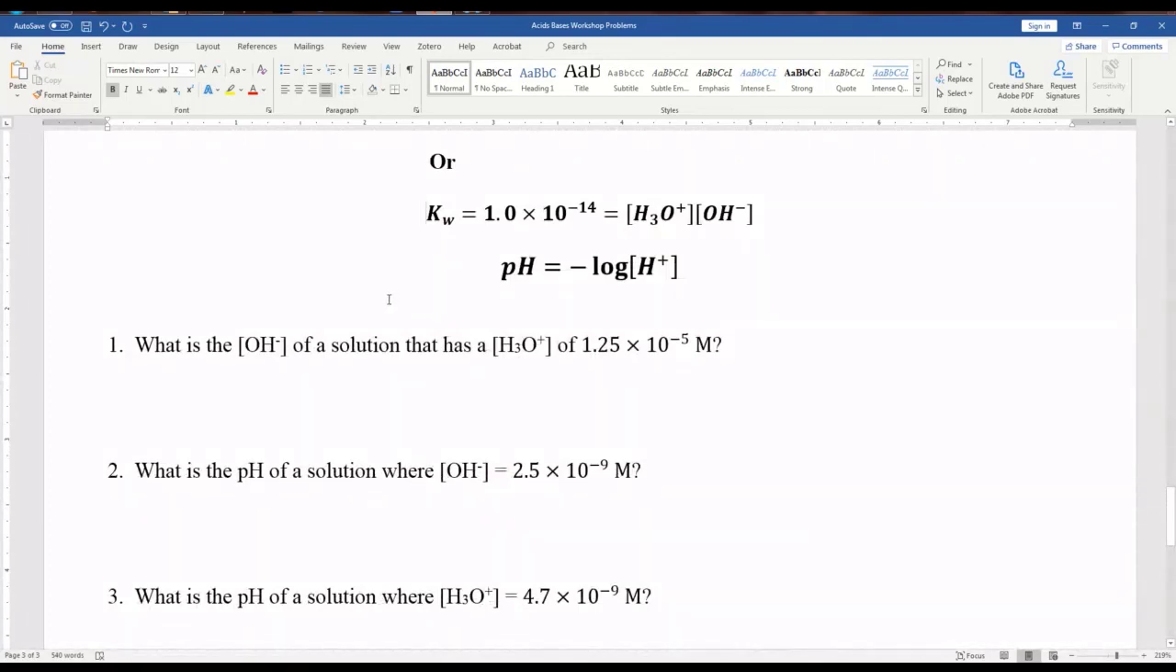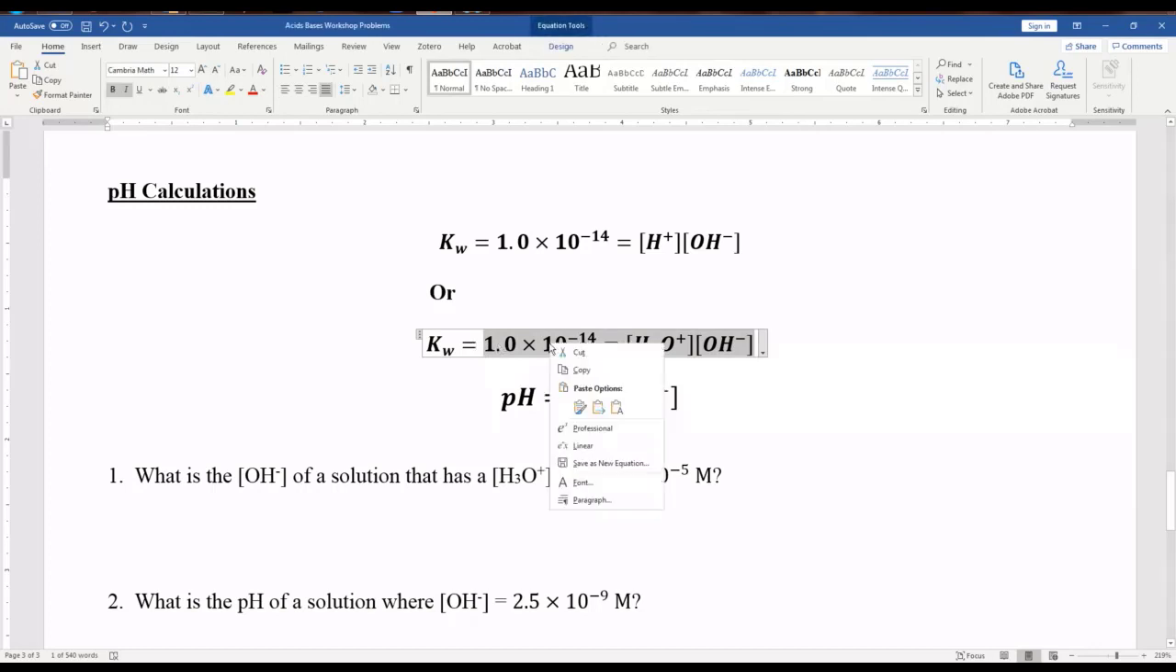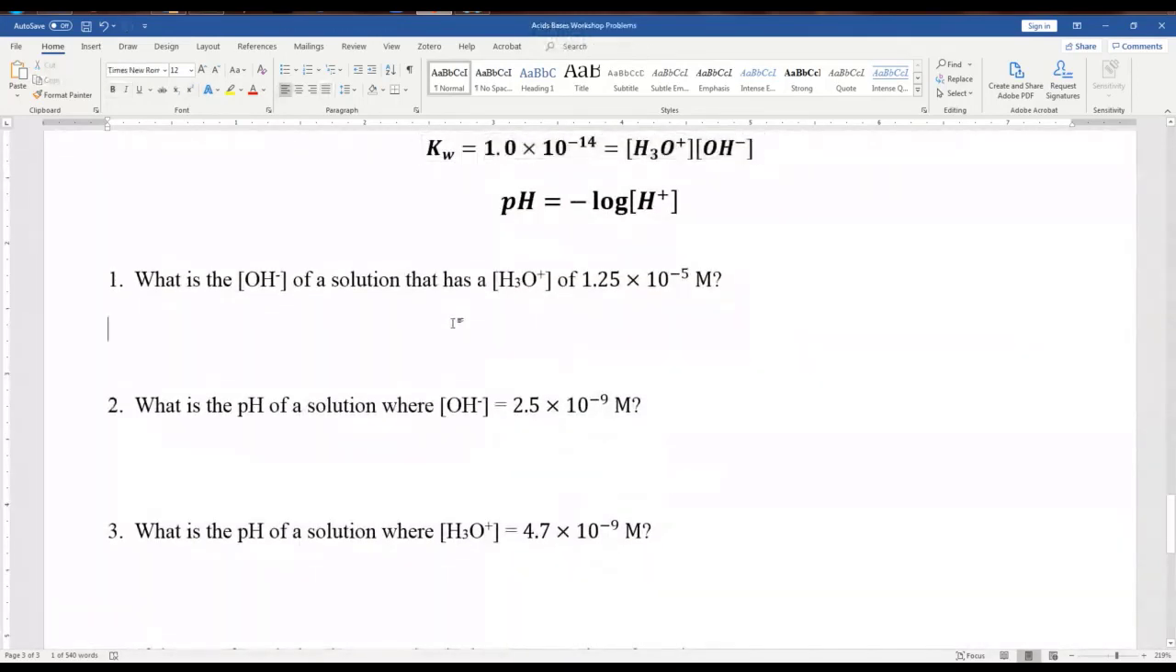So for example, the first question says, what is the OH concentration of a solution that has an H3O plus concentration of 1.25 times 10 to the negative fifth? Well, I need to find OH, and I'm given H3O plus. So what equation should I use here? Yeah, I'm going to use this one. I'll copy this equation and paste it right here.